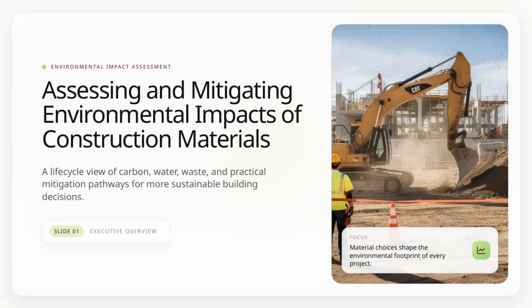Today, we're focusing on environmental impact assessment, specifically how construction materials influence the sustainability of a project. Understanding the full life cycle, from carbon emissions and water usage to waste generation, is crucial. By taking a comprehensive view, we can identify practical ways to reduce these impacts and make smarter, more sustainable building decisions. Material choices are at the heart of this, shaping the overall environmental footprint of every construction project we undertake.